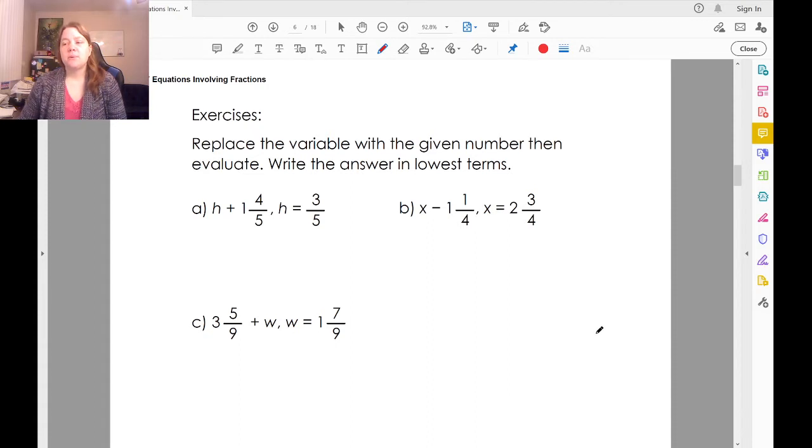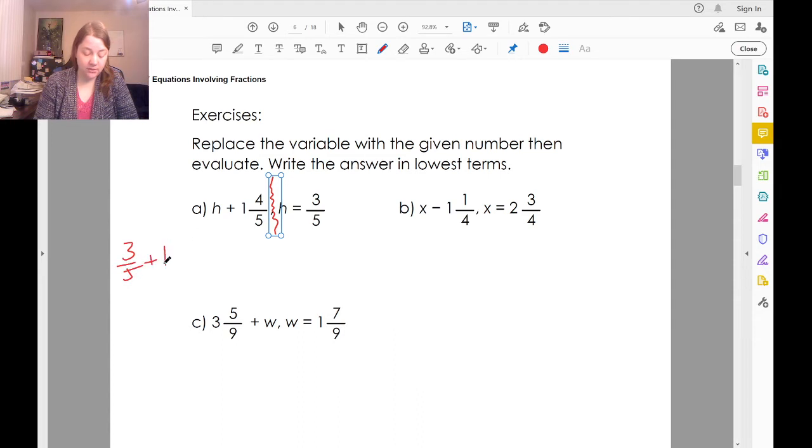So they want us to replace the variable with the given numbers and then evaluate. So we have expressions here, and we have the value of the variable. Letter A says h plus 1 and 4/5. H is 3/5. So these are two different things here. We have what we're working on, and then kind of like the key to it. So let's rewrite this, but instead of h, we're going to put 3/5.